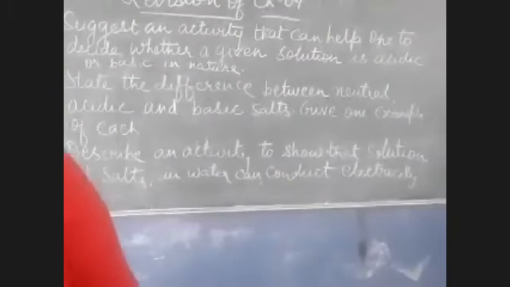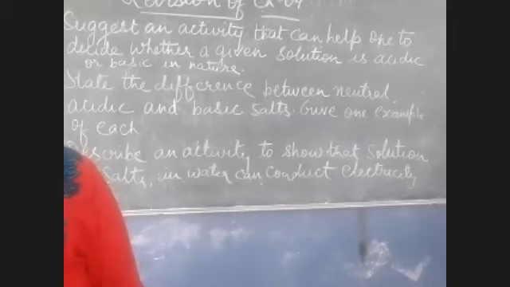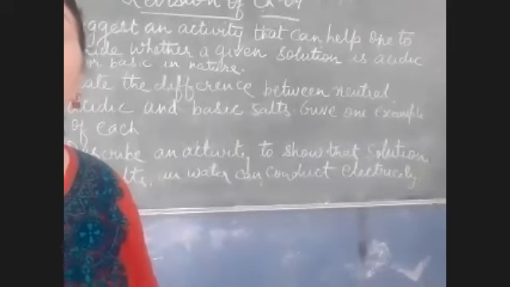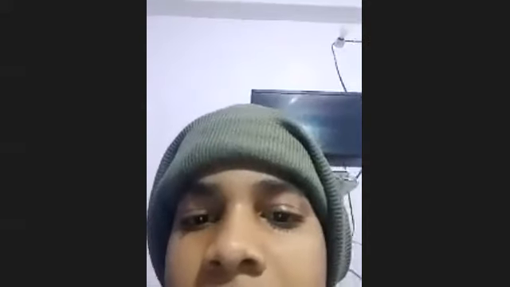The question is: suggest an activity that can help one to decide whether a given solution is acidic or basic in nature. To show that a solution is acidic in nature, take a beaker and fill it with some lemon juice, and take a blue litmus paper and dip the blue litmus paper in it. The color of blue litmus paper changes to red. This shows that acid is present in lemon juice.